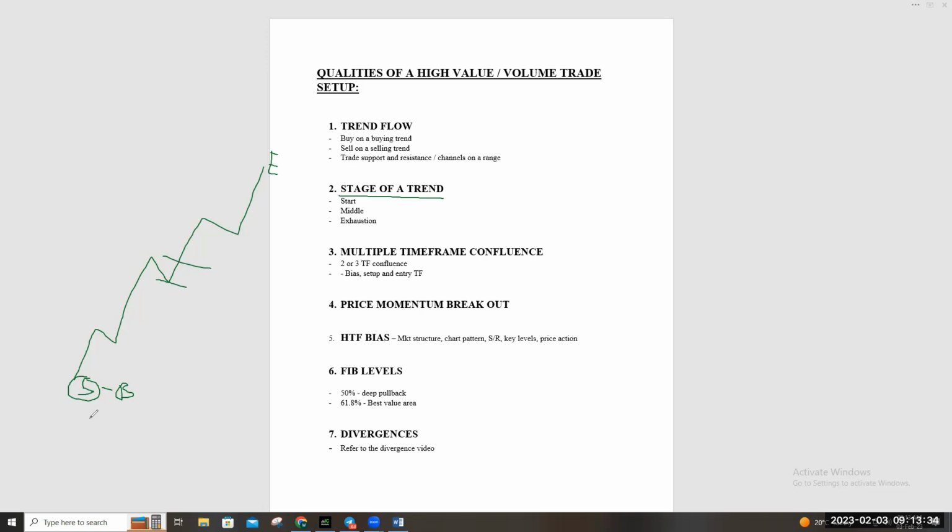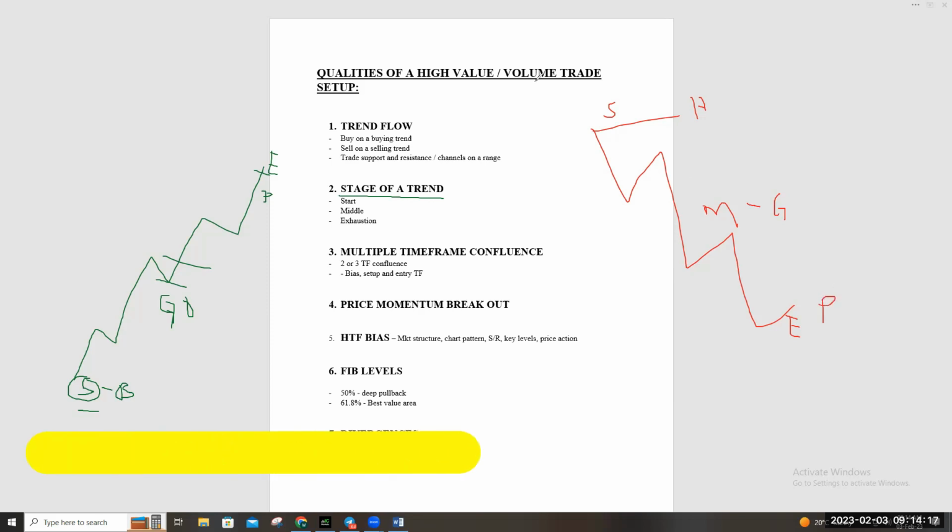If you take it at the middle, it has good quality. So we have best, good. And if you take it at the exhaustion, this is of poor quality. So if you're going to take a high value trade setup, you either take it at the start or at the middle point. If you're on the sell side, of course, you'll be pushing down. So we have the start at the top since you are pushing down, we have the midpoint, and we have the exhaustion. If you want to take high quality trades, take them from the start. If you want good quality, take it at the middle of the trend. And of course, at the end here, you have poor quality.